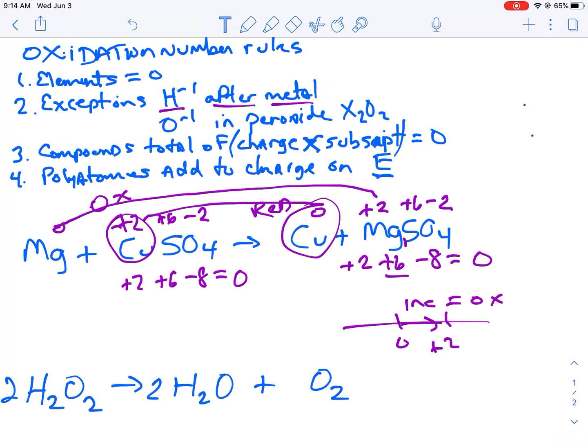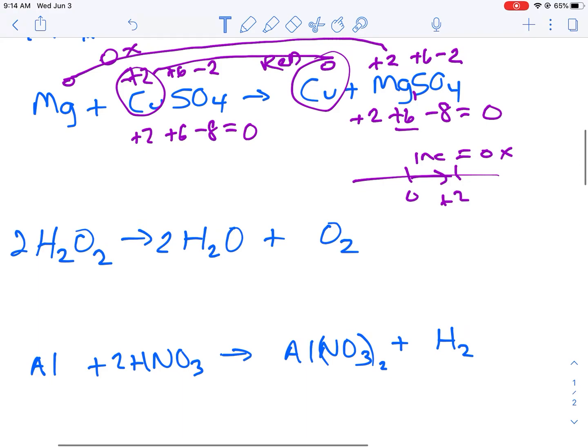Next up, we're going to have another problem right here. All right, this looks like we're going to start with elements. Do we see any elements? Yes, we do. We got an element right there. Next up, do we see any exceptions? Oh, yes, we do. We have the one where oxygen is -1 in a peroxide.